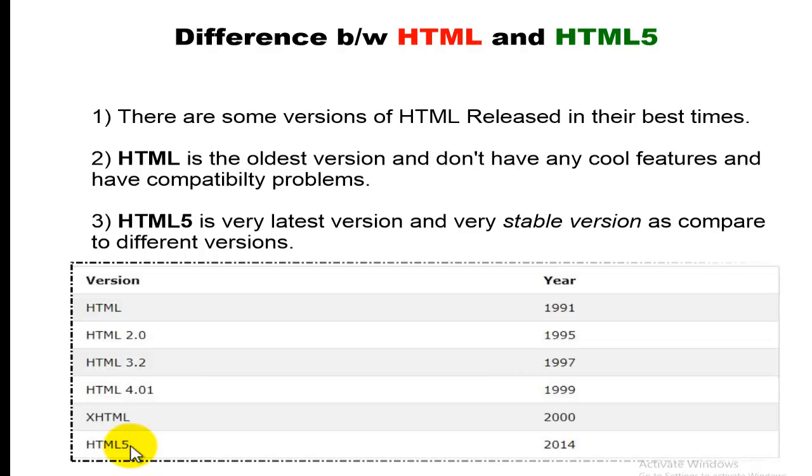HTML5 has more options than HTML or XHTML or HTML 2.0 or 3.2 or 4.01. In HTML we use tags, and in HTML5 we use tags, but the tags are now more semantic, so they have a very good meaning, and SEO, search engine optimization, gets help from these HTML tags to let the user find the correct thing they want.